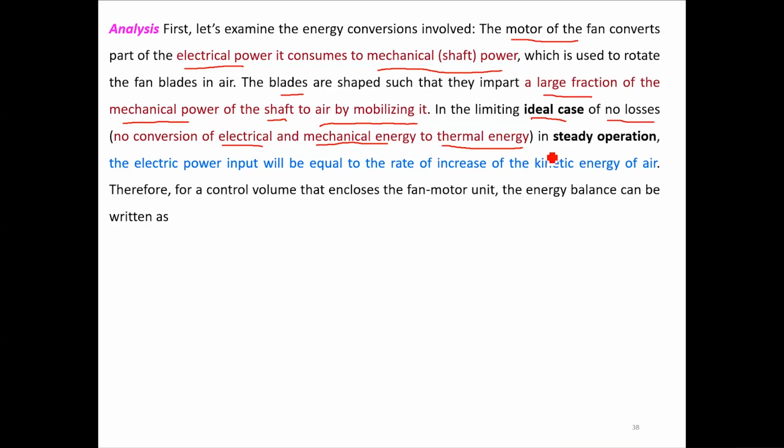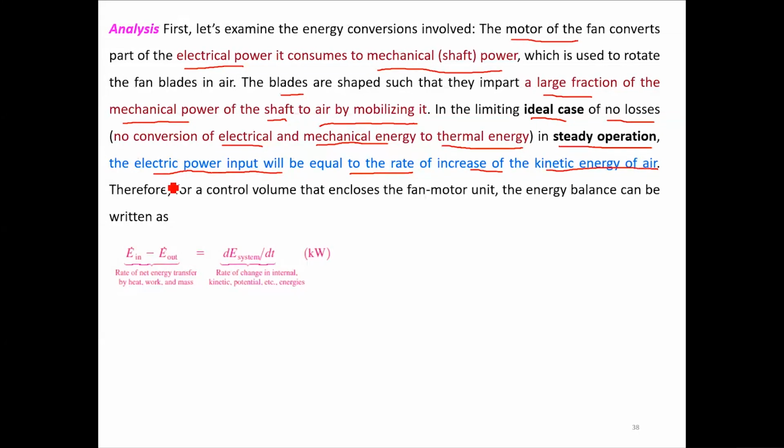All right. And this process is working under steady state. Steady state means that since whatever energy is coming into the system is being consumed by the air, there is no change in energy of the system with regards to time. So the statement is that the electrical power input would be equal to the rate of increase of kinetic energy of the air.